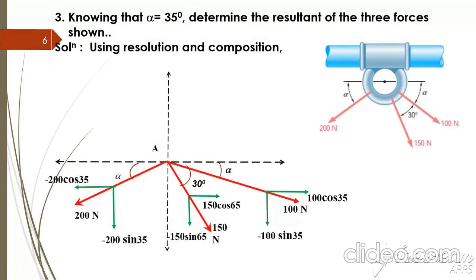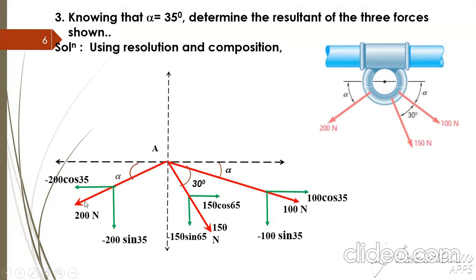The next problem: knowing that alpha equals 35 degree, determine the resultant of three forces as shown. Here one pipe is shown to which a hook is attached, and this hook is subjected to three forces: a 200 Newton force making an angle of alpha with respect to the x-axis, then 150 Newton making an angle of 30 degree with respect to the 100 Newton force, and the 100 Newton force again making an angle of alpha with respect to the x-axis. So drawing the free body diagram showing all the forces.